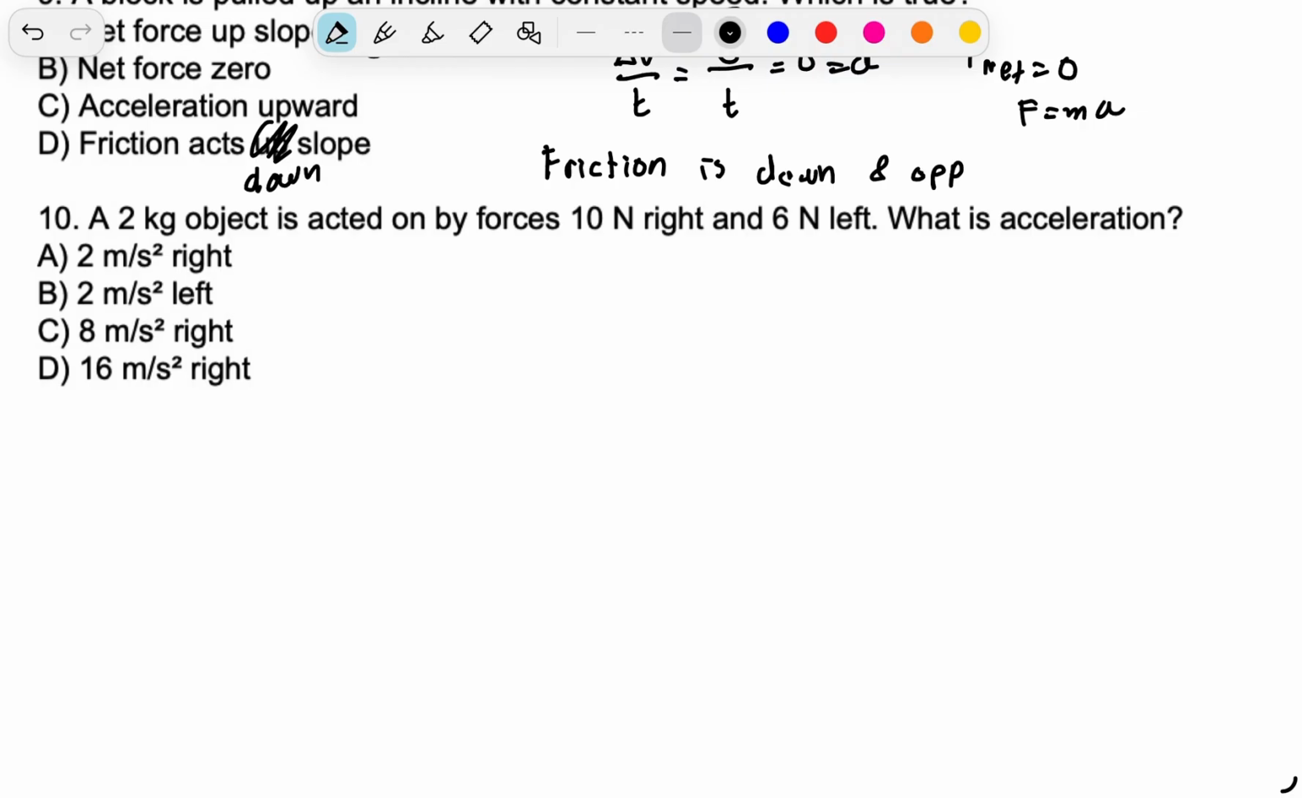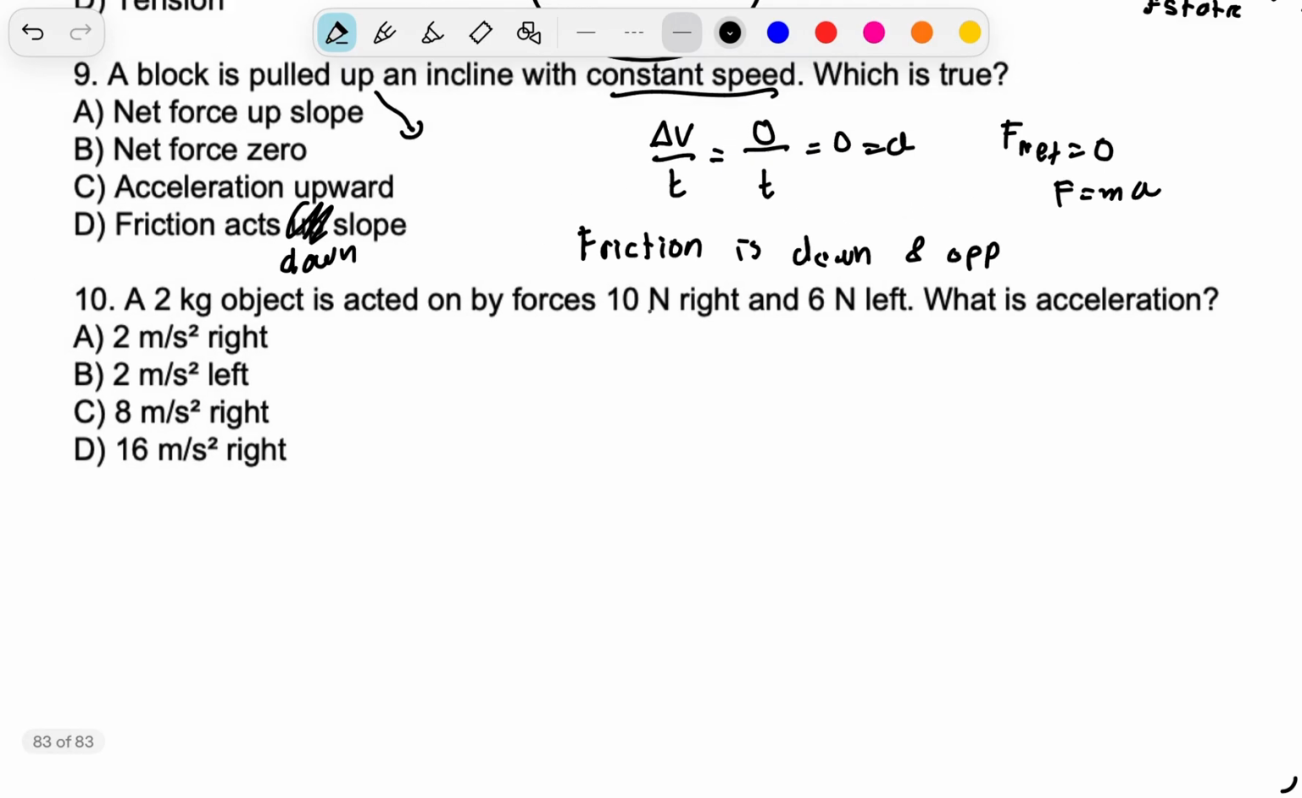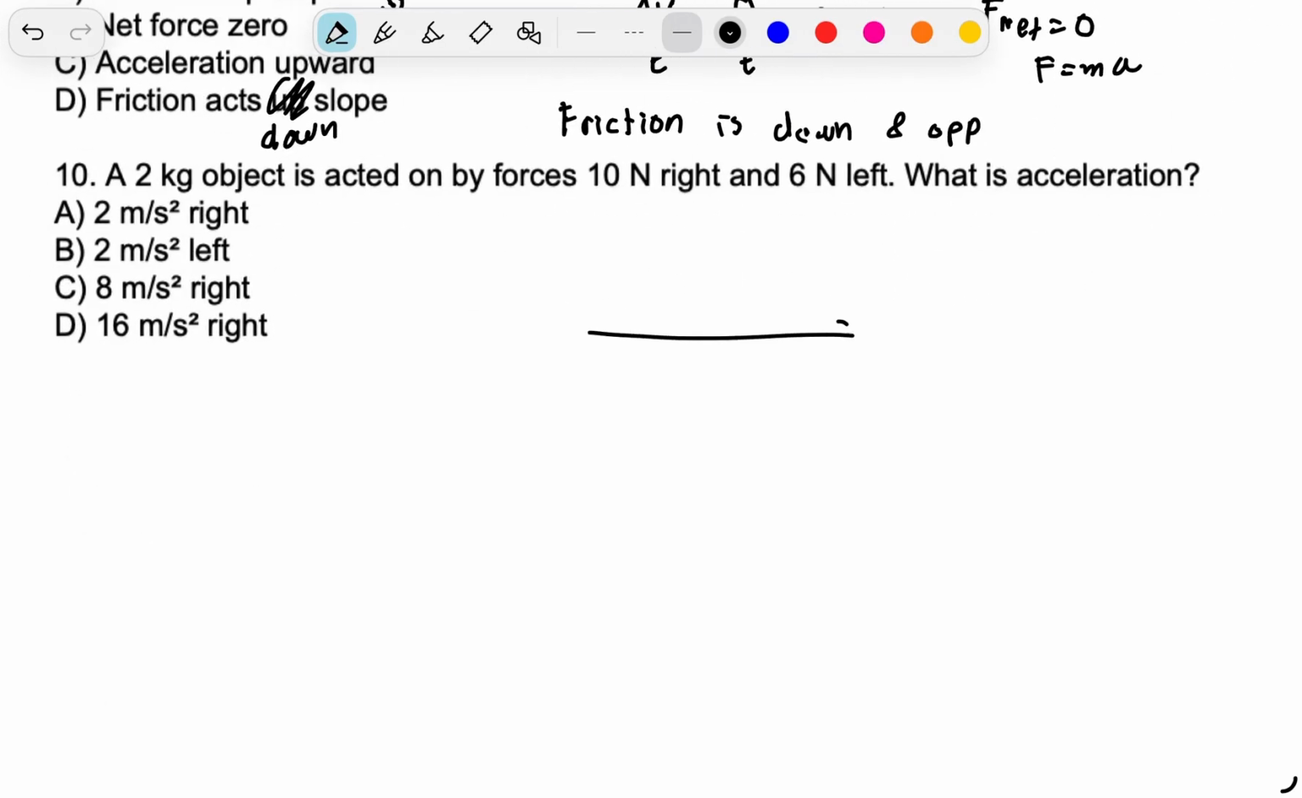A 2 kilogram object is acted on by forces of 10 newtons and 6 newtons to the left. What is the acceleration? If we know that they're both in the horizontal direction, you have 6 newtons this way and 10 newtons this way. You can just subtract them. We're going to make our positive direction the right. So 10 minus 6 is equal to 4 newtons to the right. So that is your net force.